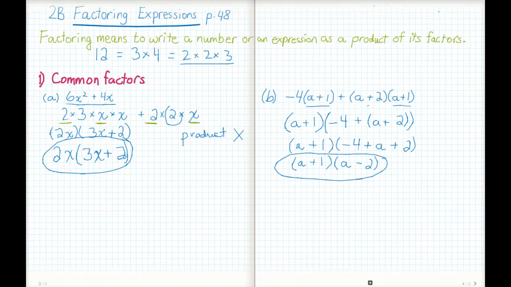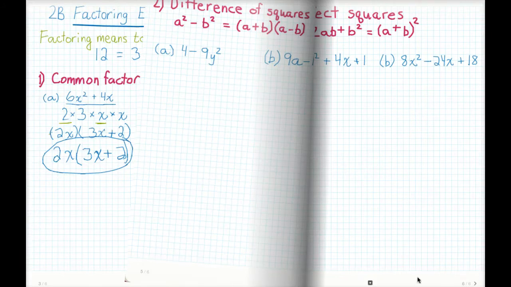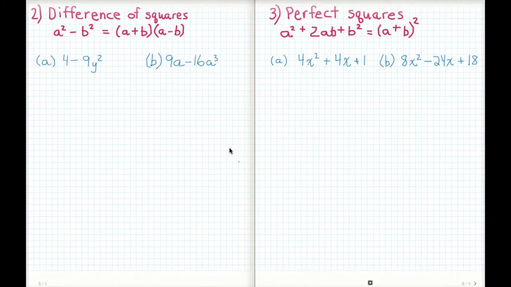Okay, that's the common factors method. Here we're going to learn about two other patterns that we practiced expanding before. Now we have to go backwards the other way. So whereas before I expanded this to get a difference of squares pattern, I now have to recognize the pattern as giving these two factors. Likewise here, the perfect squares pattern, when I see this, I should know that that makes this expression.